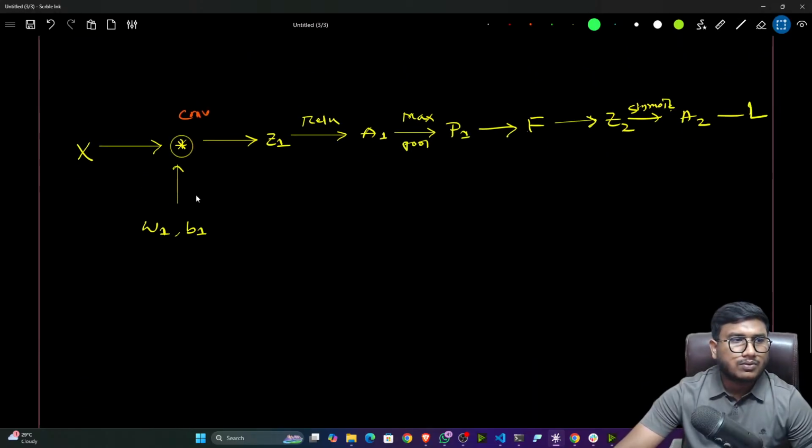If I update anything here, in this particular weight, that update will reflect in Z1 also. If Z1 is getting updated, it will also reflect in A1. If A1 is updated, it will also reflect in P1. Then P1 updates reflect in F, then Z2, then A2, and so on. So if any update happens here, it reflects in all of the parameters, that means Z1, A1, P1, and so on. So there is a connection, and with respect to that we have to write the chain rule. Let's try to understand how we write it.